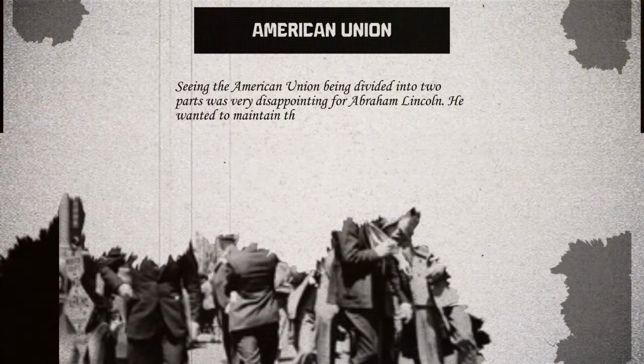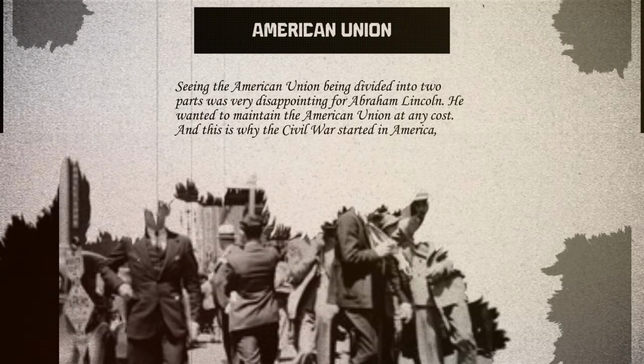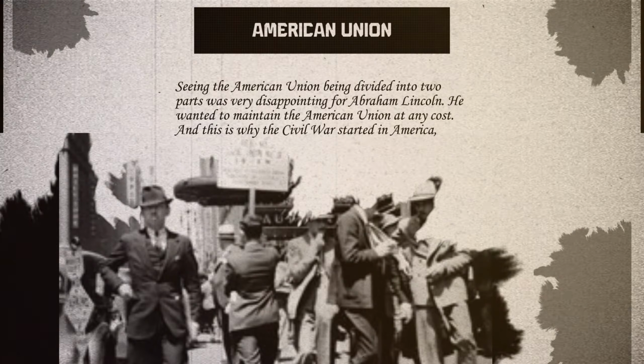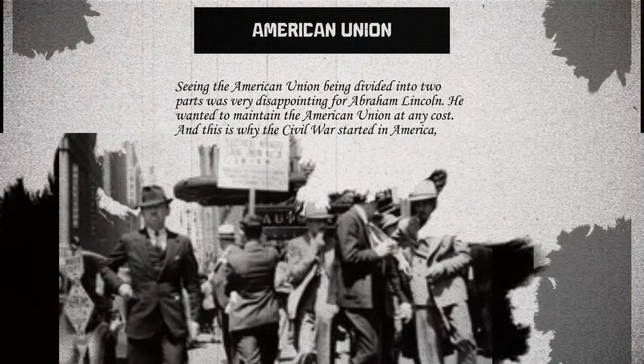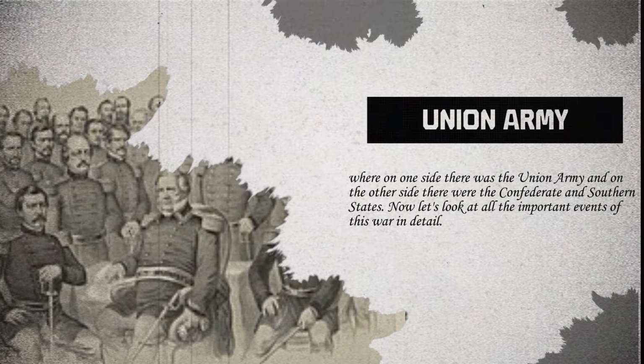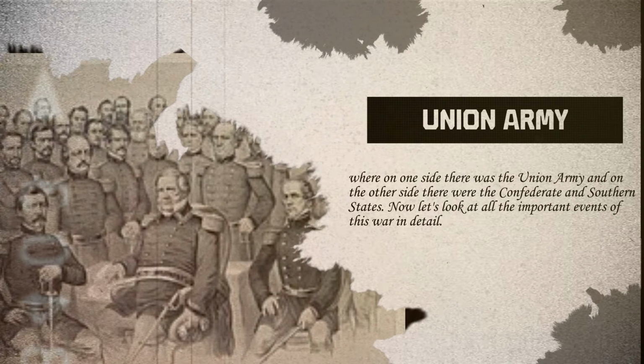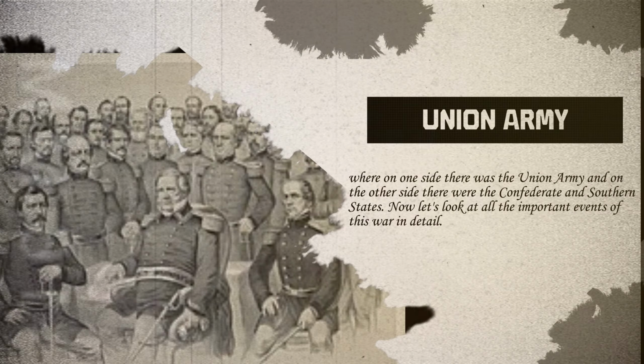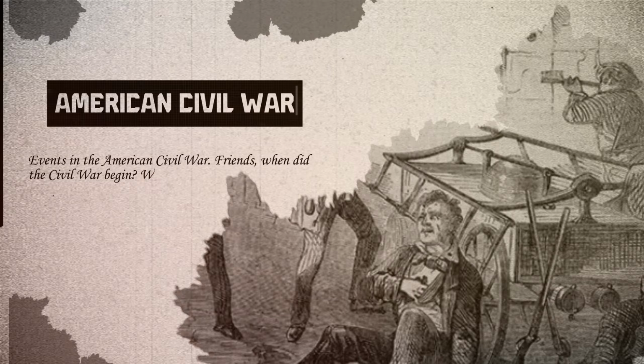Seeing the American Union being divided into two parts was very disappointing for Abraham Lincoln. He wanted to maintain the American Union at any cost. And this is why the Civil War started in America, where on one side there was the Union Army and on the other side there were the Confederate and Southern states. Now let's look at all the important events of this war in detail. Events in the American Civil War.